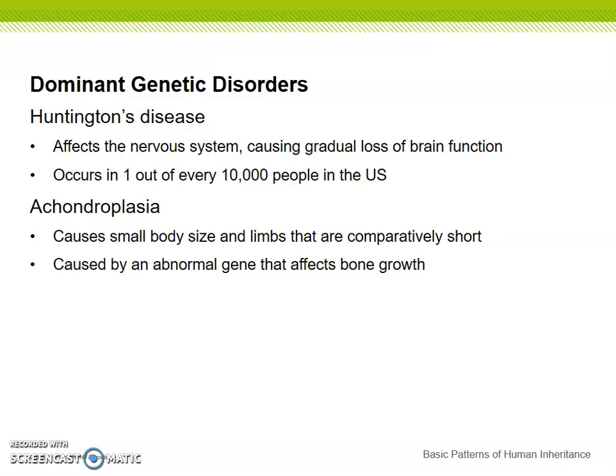Achondroplasia causes small body size and limbs that are comparatively short, and it is caused by an abnormal gene that affects bone growth. So these are disorders that if you have 1 allele, you're going to have the disease. There is no masking it. If it's there, you're going to have it.